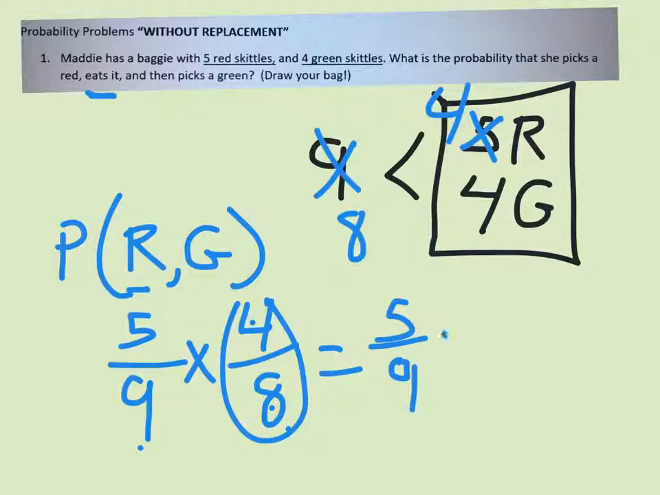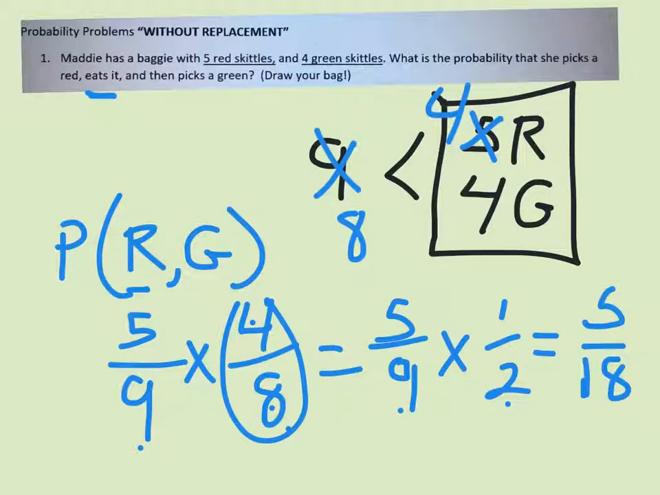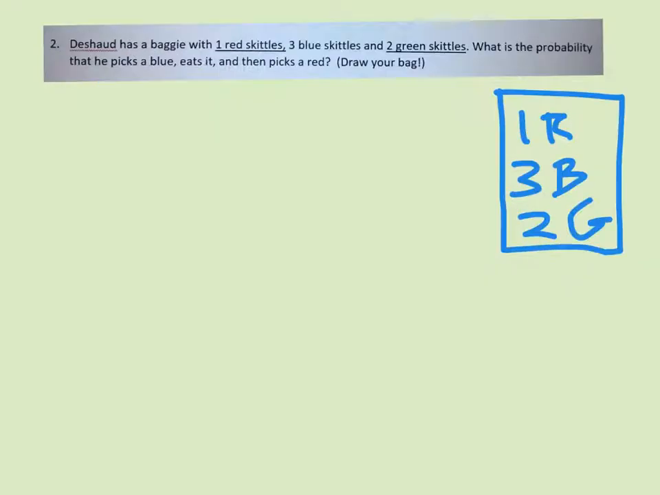So 5 ninths times 1/2 would be 5. 5 times 1 is 5. 9 times 2 is 18. So my answer, my probability of those two things happening, is 5/18.